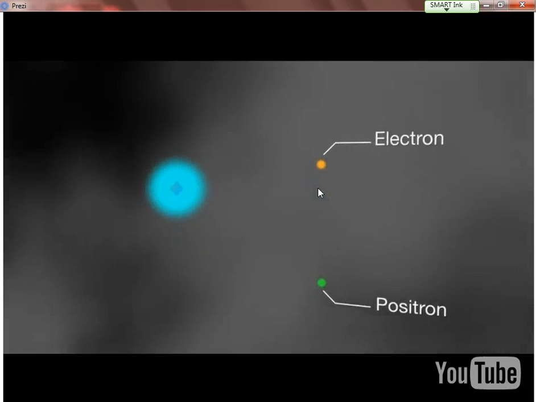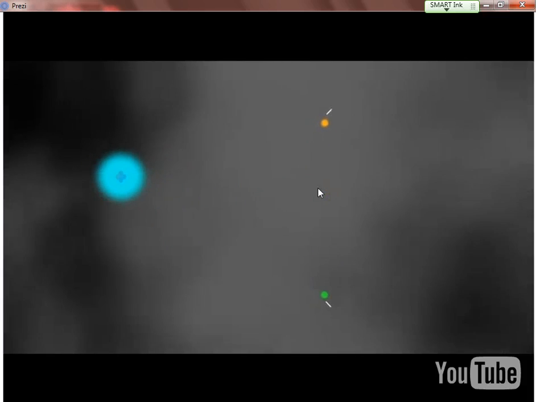One, an electron, is normal matter. The other is antimatter, the electron's opposite, called a positron.